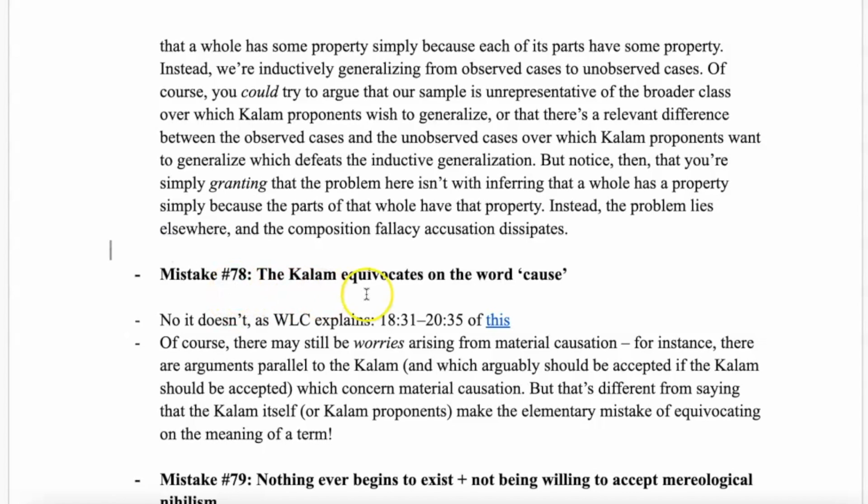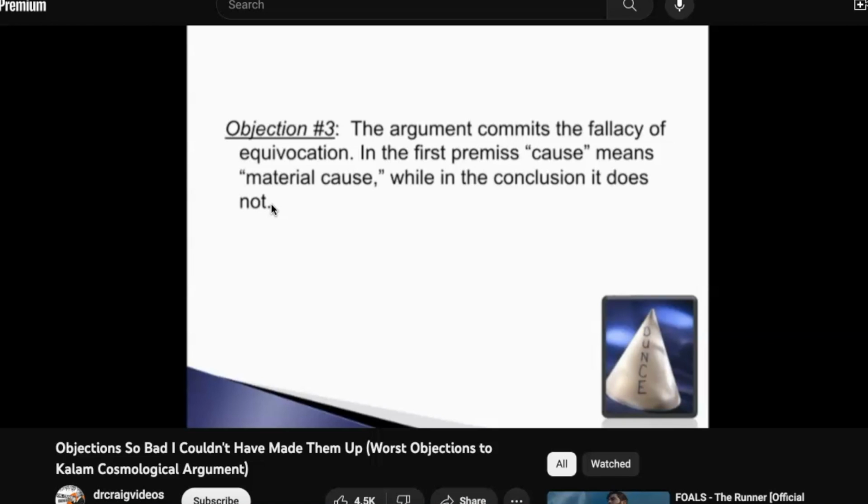Alright, mistake number 78. The Kalam equivocates on the word cause. No, it doesn't, as William Lane Craig nicely explains here. In the first premise, cause means material cause, while in the conclusion, it does not.